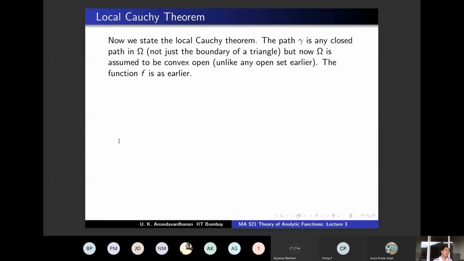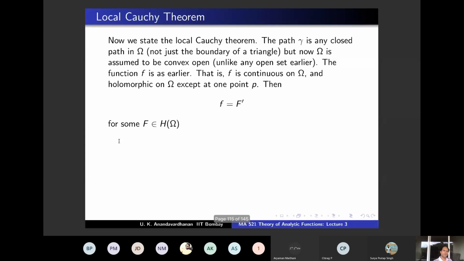So what are the conditions on f? F is continuous throughout omega, and f is holomorphic everywhere except at one point p. Then the claim is that f has an antiderivative, a primitive. There is a capital F which is holomorphic throughout omega such that f is F prime.